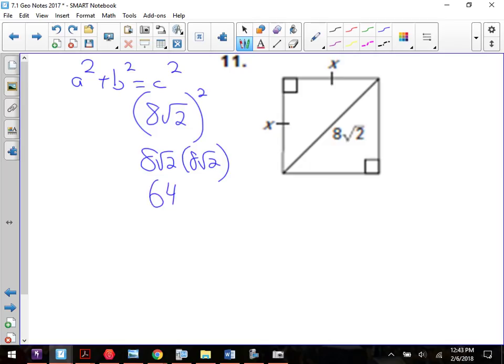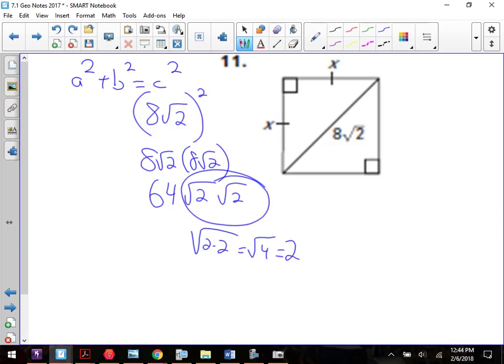Okay. So you have 8 times 8 is 64, and then you have the root 2 times the root 2. Now, I don't know if you remember this, but when you have two numbers being multiplied together, and they both have a square root, it means they can go underneath one square root. What's 2 times 2? 4. And what's the square root of 4? 2.